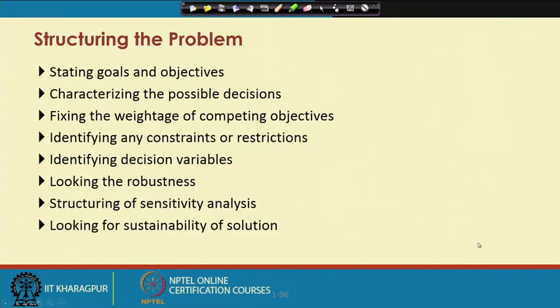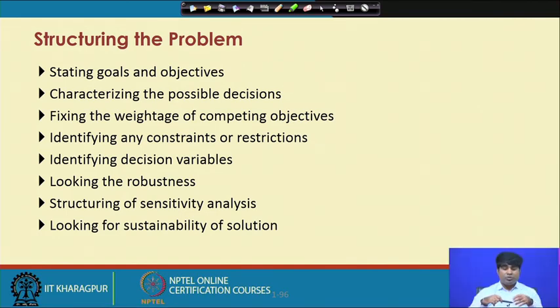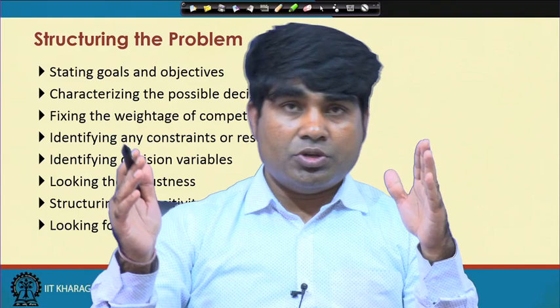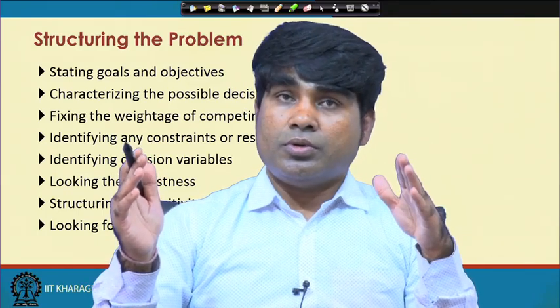Then the next step is structuring the problem, starting with the goals and objectives. That means you must be very careful about fixing the best objective, featuring the possible decisions, fixing the weightage of competing objectives, identifying any constraints or restrictions, identifying the decision variables, looking at robustness, structuring the sensitivity analysis, and finally looking at the sustainability of solutions. Okay. These are what we can call the boundary conditions or restrictions you are imposing with respect to your decision models.